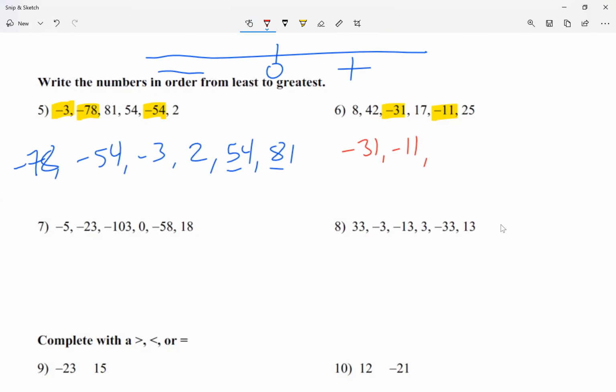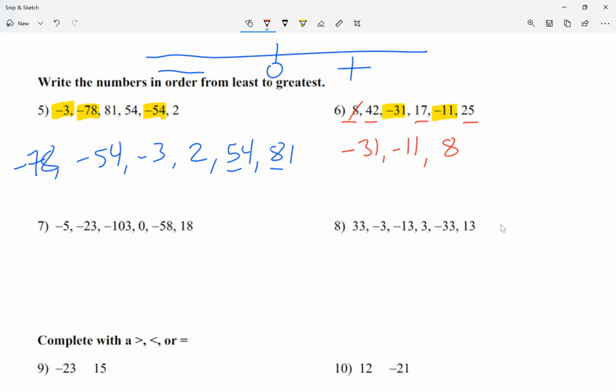Then I look at my list. Do I have any zeros? Nope, I don't. Now I just have positive numbers. So I see +8, +42, +17, +25. Now 8 will be my smallest number. Notice how it's only 1 digit and the others are 2. Now, if you're struggling, is 17 the smallest, or is 25, or is 42? Since they're 2-digit numbers each, look at the first number.